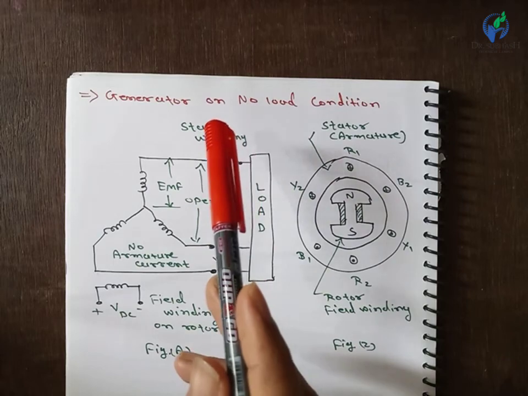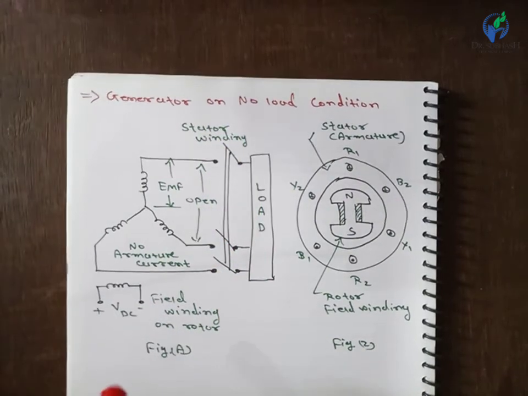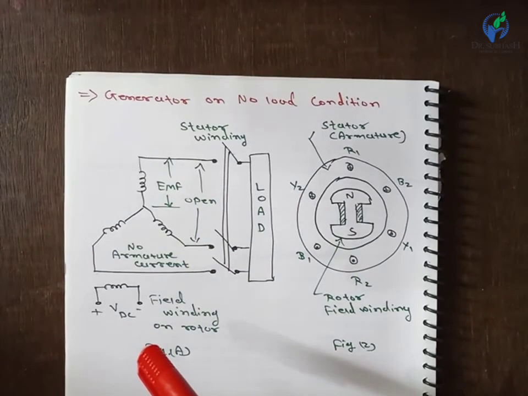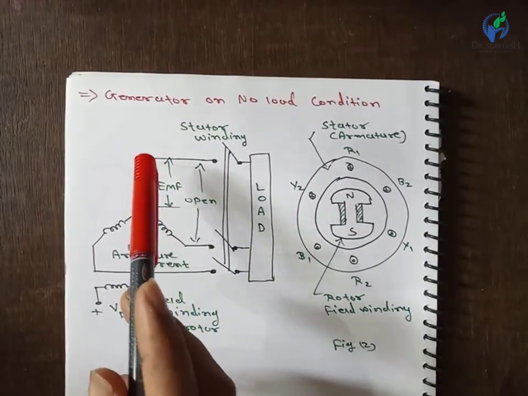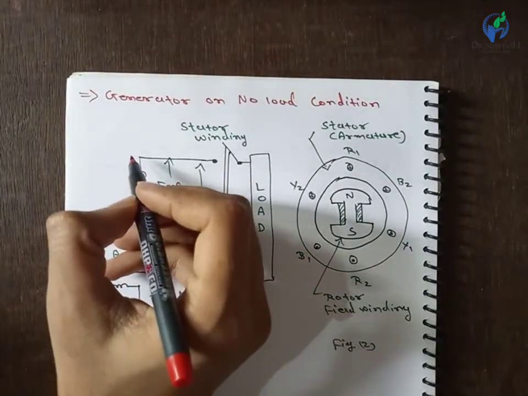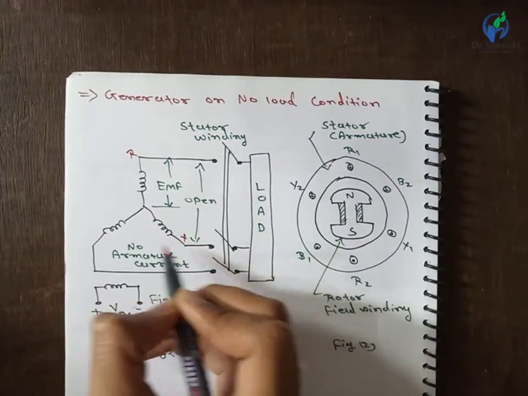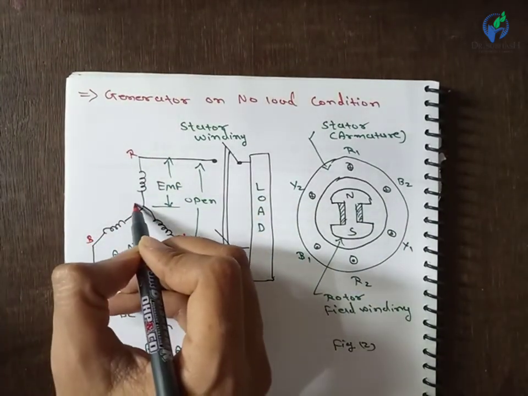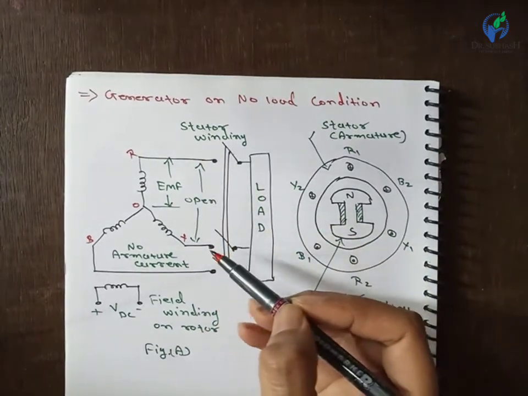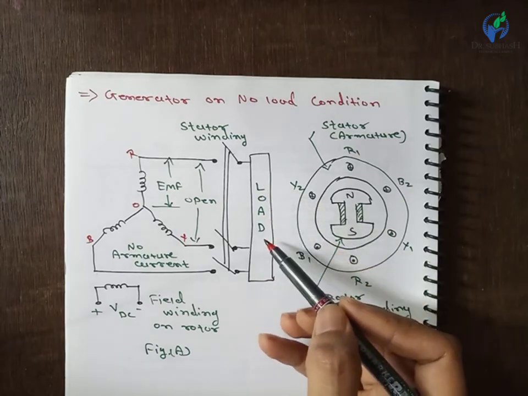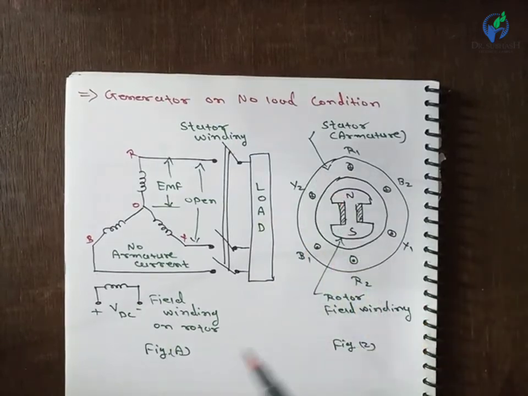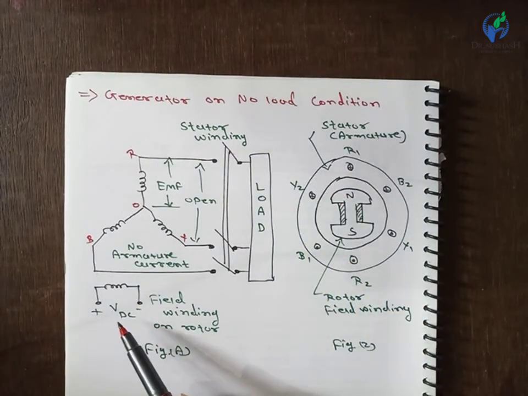This is the stator winding and this is the field winding on the rotor. Here there is no armature current in this winding, and the EMF is from point 1 to O. Here are R, Y, B, and the grounding point is O. Here is an open connection between R and Y, and in the load part this is an open connection. This is the stator winding. In the field winding, a DC supply VDC is given.